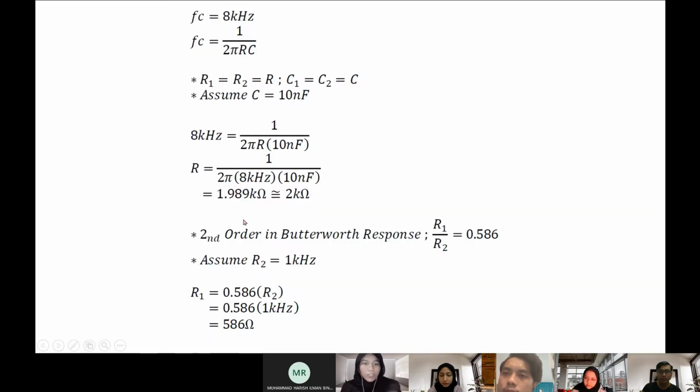In a second order Butterworth response, R1 over R2 is equal to 0.586. In this case, I assume R2 is equal to 1 kilo ohm. So to calculate R1, I need to multiply 0.586 with R2. So 0.586 times 1 kilo ohm, R1 will be equal to 586 ohm.